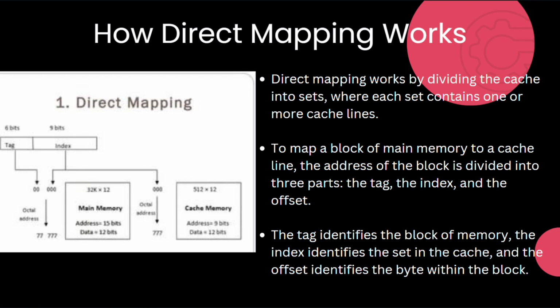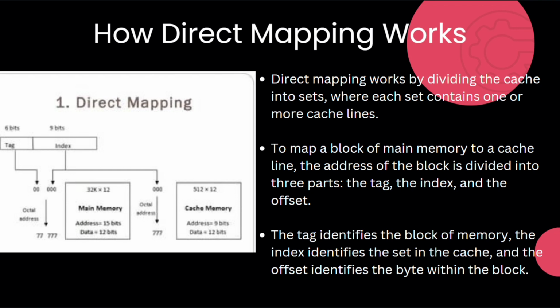It then compares the tag value associated with the memory address to the stored tag values within the cache set. If a match is found, it is considered a cache hit, and the data is fetched directly from the cache, avoiding the need to access the slow main memory. However, if the tag value does not match, it is a cache miss. In this case, the cache must be updated with the new block of memory from the main memory, replacing the existing block in the cache set.